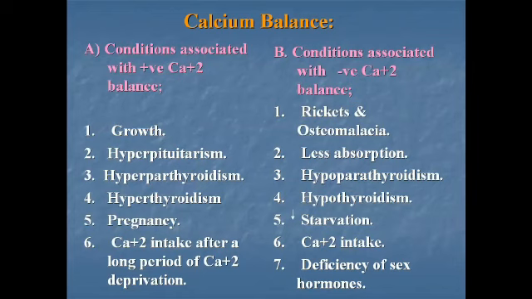include rickets and osteomalacia, less absorption or malabsorption, especially in sprue disease, hypoparathyroidism, hypothyroidism, decreased levels seen in starvation, decreased calcium intake, and deficiency of sex hormones in both sexes, especially in old age.